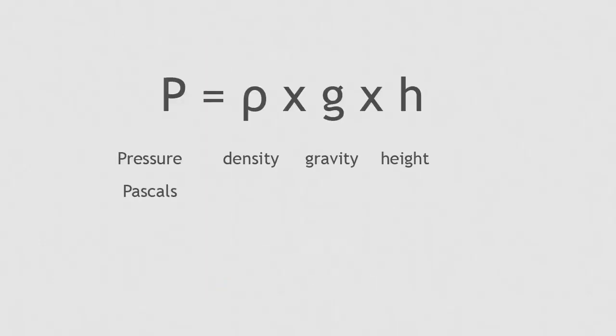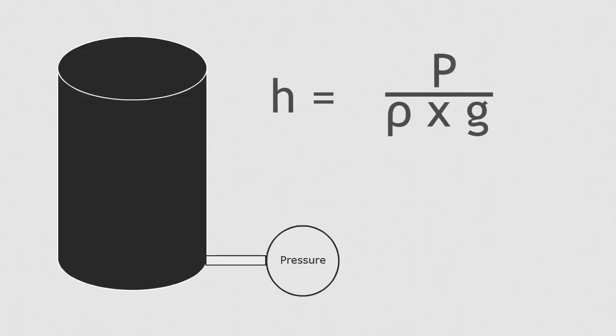If these three factors are multiplied together, then the pressure can be calculated. If the pressure is measured, the density of the liquid is known, and the effect of gravity is applied, then the level of the liquid in the container can be determined.